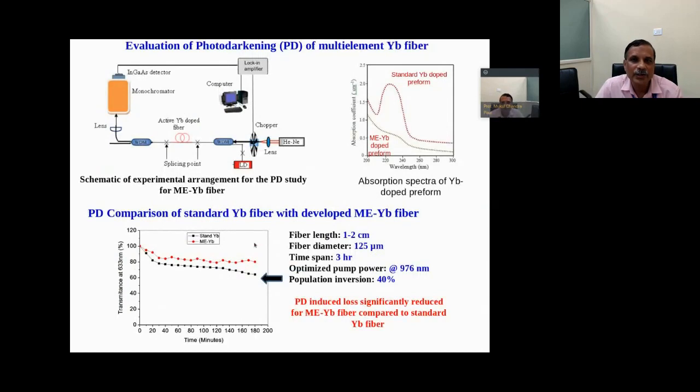And we have also measured the photodarkening effect. If we see this curve, a 633 nanometer wavelength is used for the photodarkening phenomena, with a 1 to 2 centimeter lens. And if we see the photodarkening, this is the curve with respect to time. This must be enhanced with respect to the standard ytterbium doped fiber.